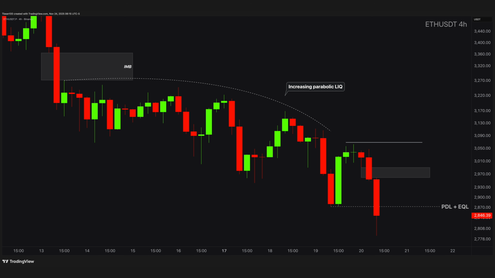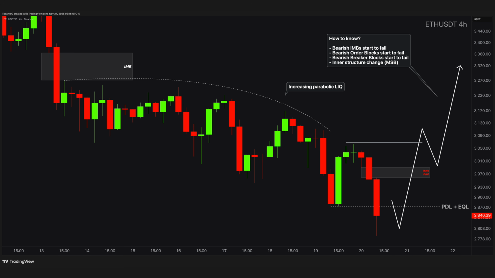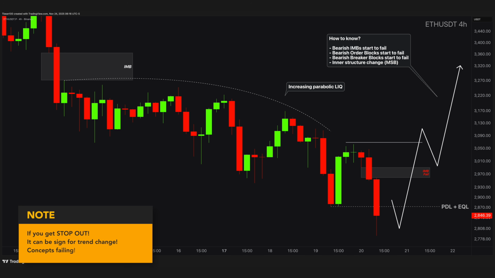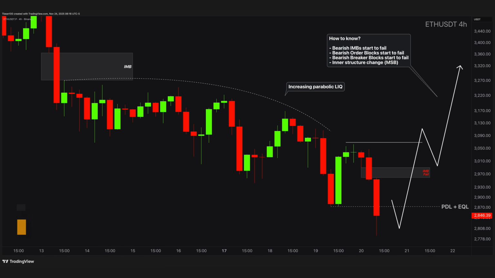It usually starts when the bearish structures begin to fail, like when imbalances are not holding anymore, or order blocks stop reacting, or similar structure breaks. Then you will see a shift in structure with a clear market structure break. And all of that together becomes a pretty strong sign that price action may be shifting and the overall trend could be turning at this point. So basically, if you get stopped out while following the existing trend, you gotta ask yourself why that happened. Because most of the time, it's a great sign that the trend might be getting ready to change.